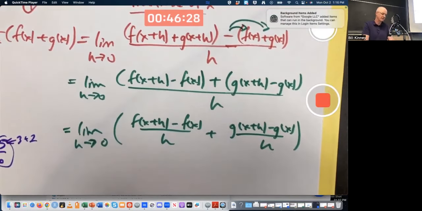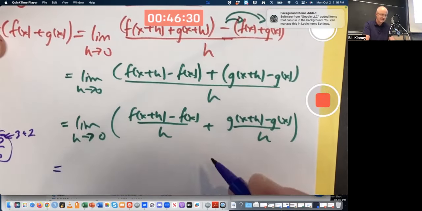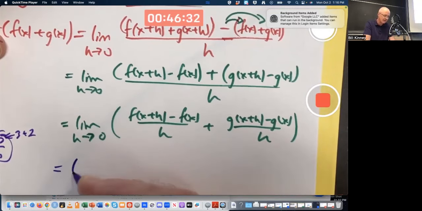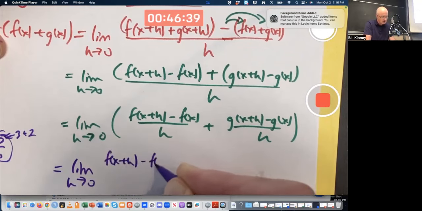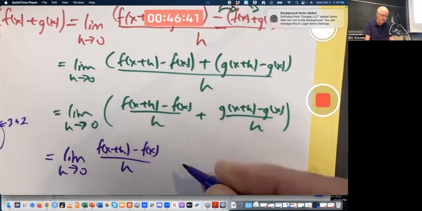Now I can use a property of limits. The limit of a sum of two functions is the sum of the individual limits, assuming those individual limits exist. And they do, because I'm assuming f and g are differentiable at x.